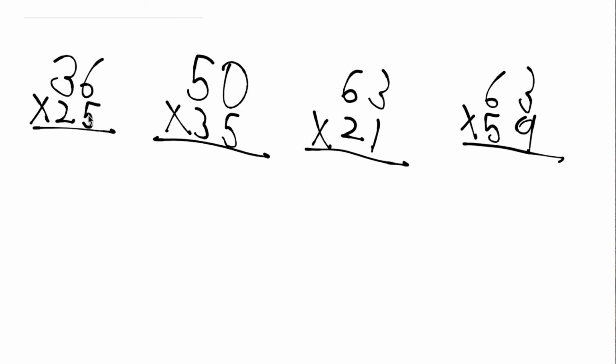So 6 times 5 is 30. So 0 here and 3 here. 3 times 5 is 15. So let's erase 3. So 5 plus 3 is 8. So we put 8 on top of here, and we put 1 here. And it's 180. Put plus here. This 6 times 2 is 12.